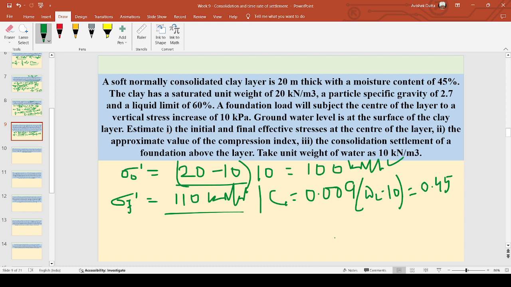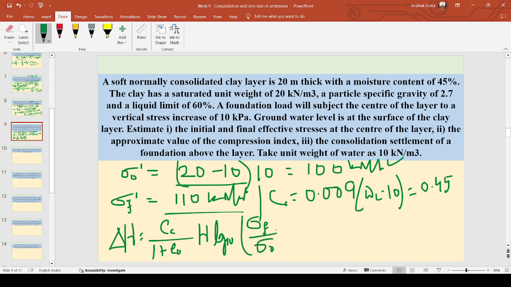The compression index value is 0.45. Now, to find the consolidation settlement, this is the main formula: del H equals Cc divided by 1 plus E0, times H, that is the initial height, times log to the base 10 of the final pressure, that is after increment, divided by the initial effective pressure.